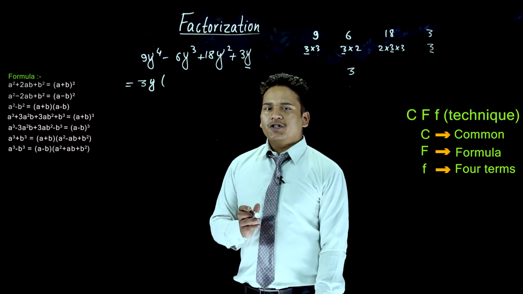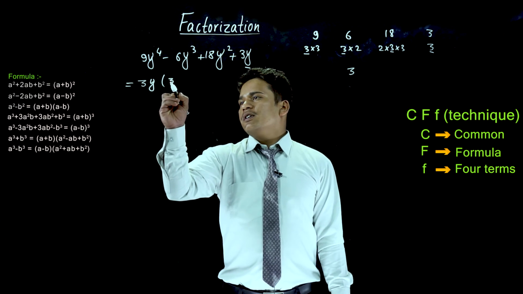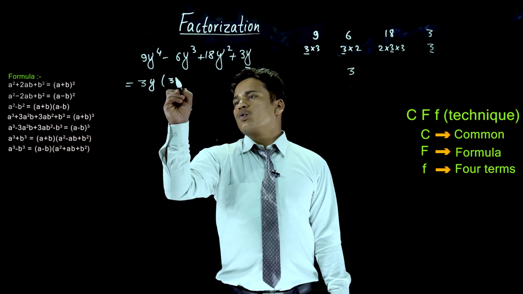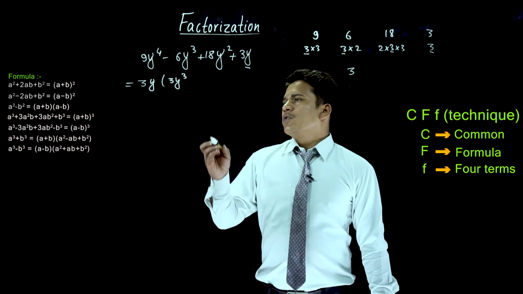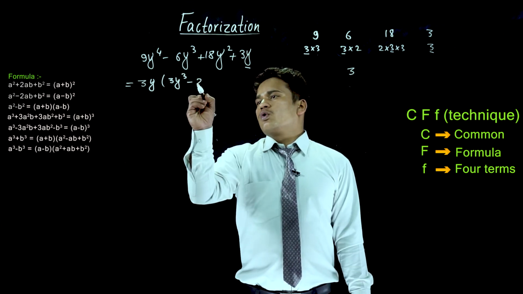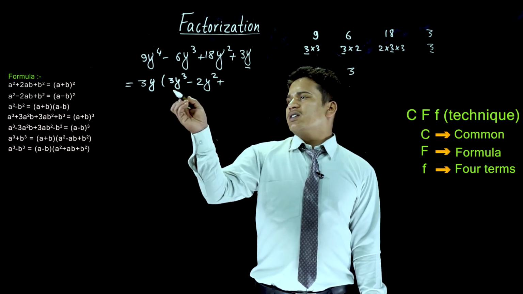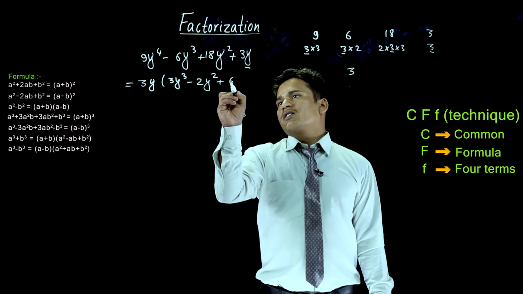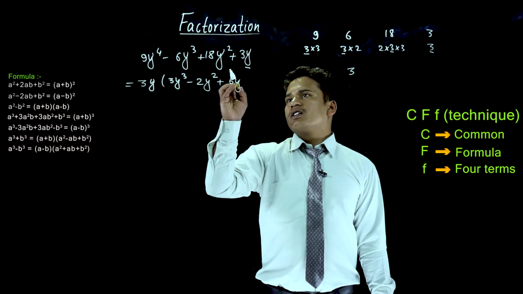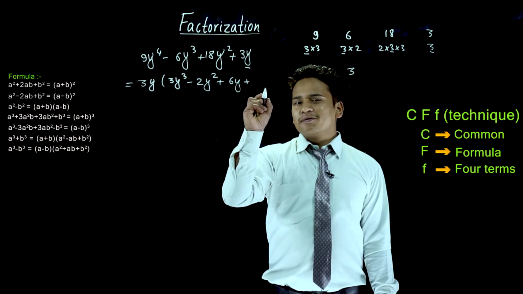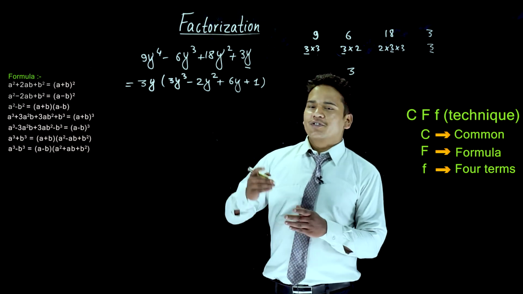What remains in the first term? Now let's start dividing. 9 divided by 3 gives 3, and y to the power 4 divided by y gives y to the power 3. Just subtract 1 from each of the exponents. We have 6 divided by 3 is equal to 2, and y to the power 3 divided by y is equal to y square. Plus 18 divided by 3 is 6, and it will be y only. And finally we have 3y, and 3y divided by 3y doesn't give 0, it gives 1. So this is the factorized version of the expression.